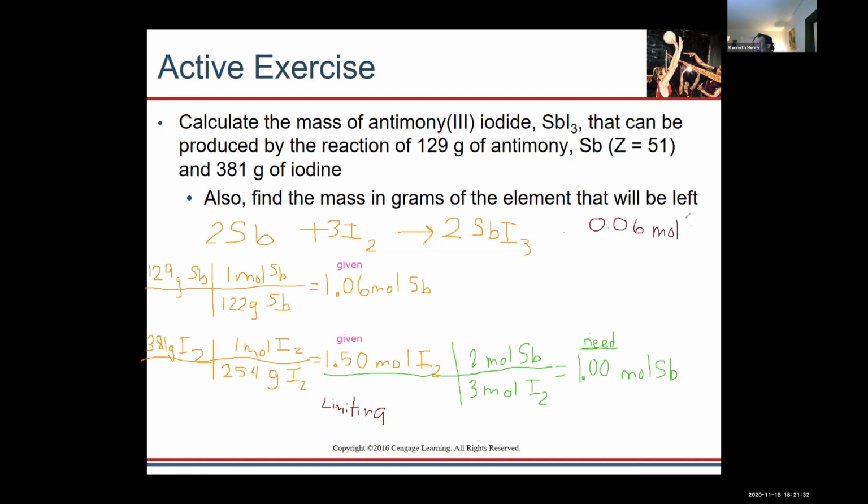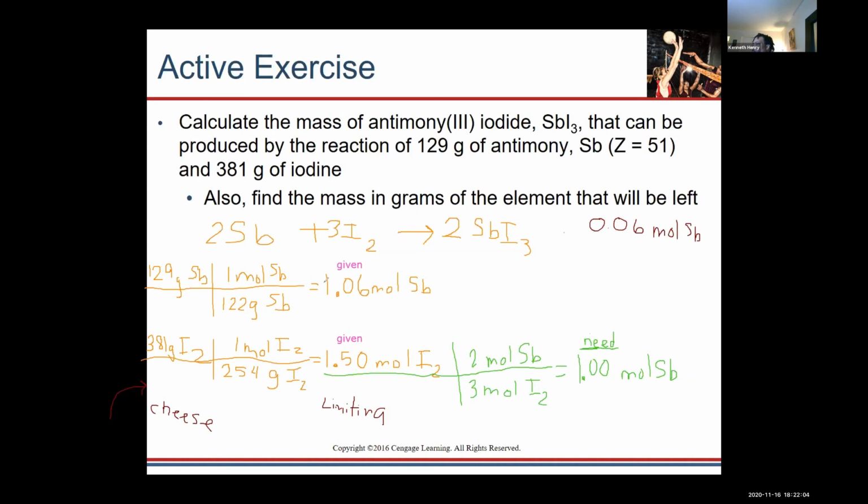Go on, Kelsey. It's just like the cheese, right? Which one's the cheese? This one is the cheese, because you said they're both given. Yeah, they're both given, right? So in the case of the cheese, it got used up first, right? So if we have 1.00, it's going to take 1.00 moles of antimony to completely use up all of the iodine. There won't be any iodine left, right?